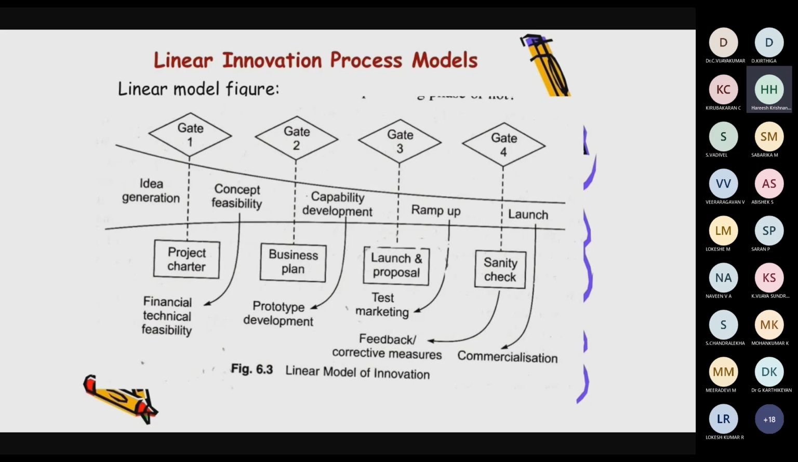For the next step, they will develop some prototype. They develop the first prototype, and it will be checked in the market for some feedback. And after the feedback and some corrections, in the last stage it will be commercialized. It is the linear model process.